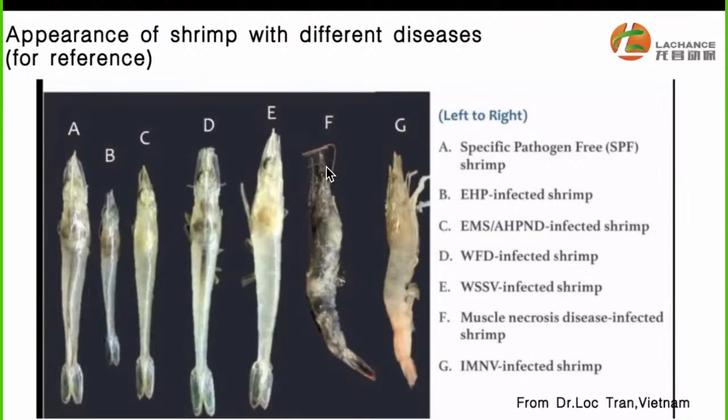The difference is that when the shrimp gets IMNV, the virus, the shrimp's tail will first turn red, and then the tail part of the body will turn white. So this is different from white necrosis. So that is the difference between these several common diseases during shrimp farming. So let's come to the next page.